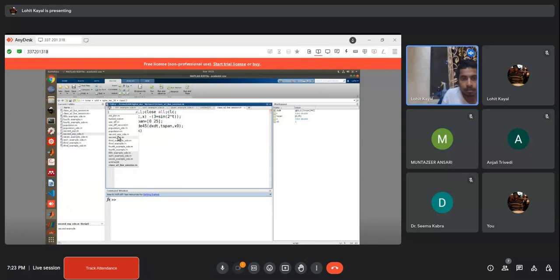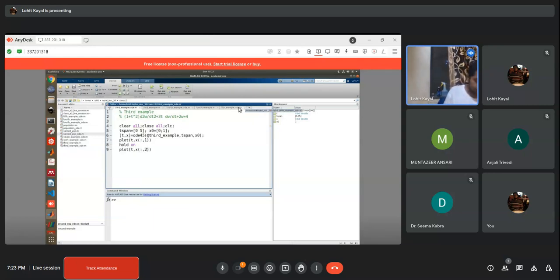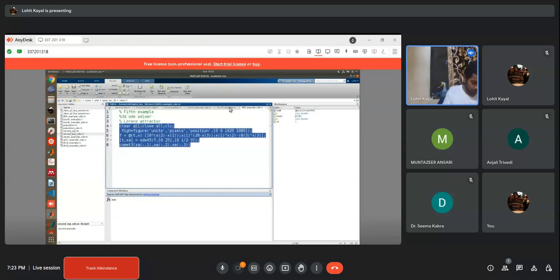So now it will be example 3. For the first time we will talk about the second order. These two were the first order differential equation. Now we will talk about the second order differential equation. Let me share my tab screen again.